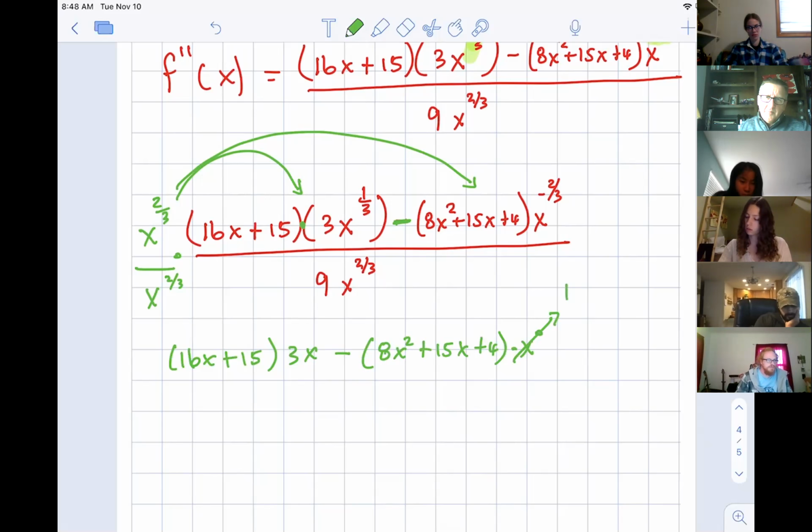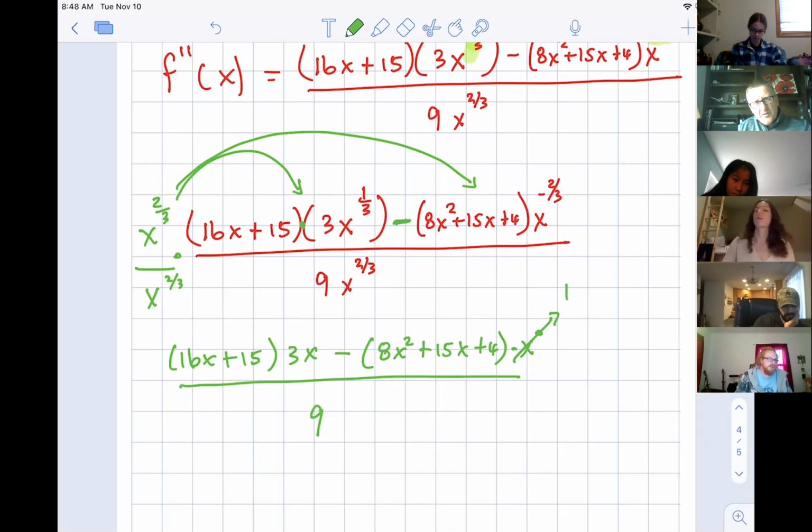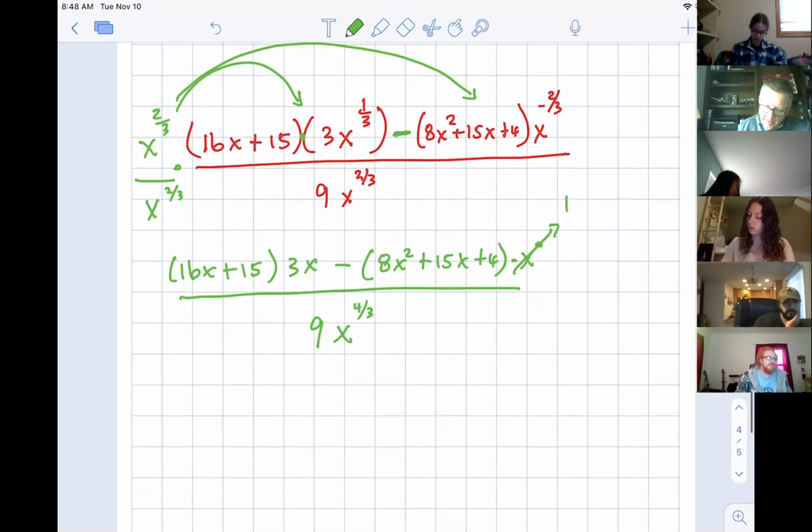So do you see how the top is going to be really nice now? And that's what I want. And that's all over. Now what happened to the bottom? Is the bottom nice? No, the bottom is not nice. It's x to the 2/3 times x to the 2/3. I add exponents, so that'd be x to the 4/3. But I don't care if the bottom's weird. That's kind of the trick here.